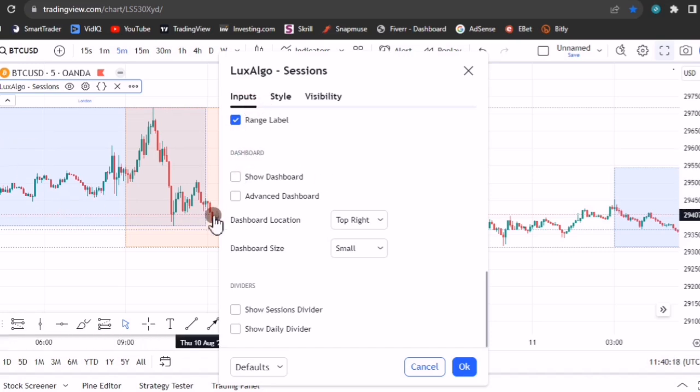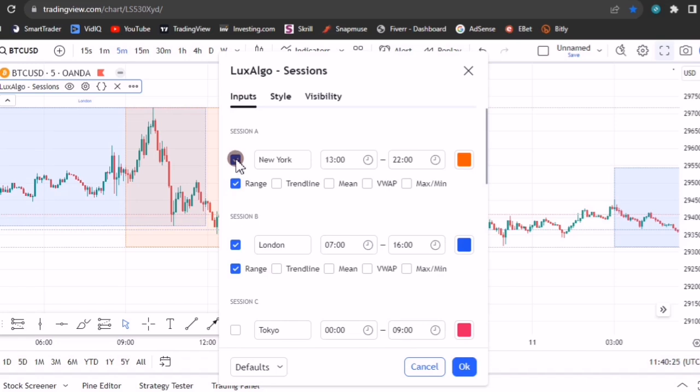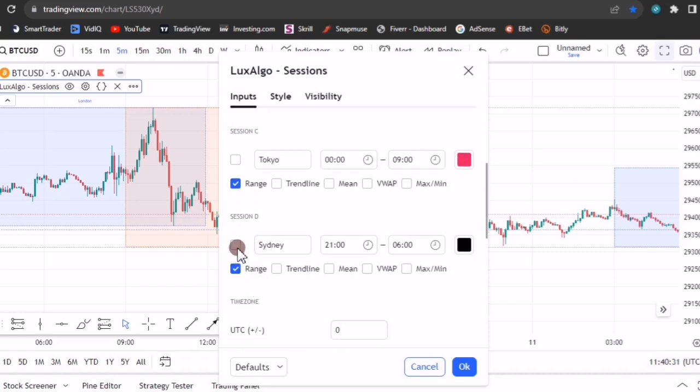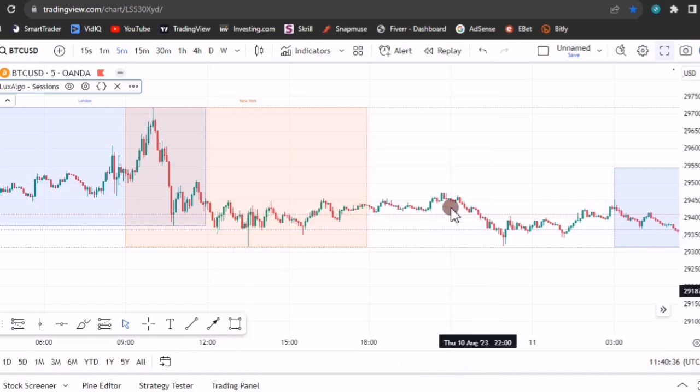So right here on the inputs, you have the last 4 boxes unchecked. And then you click New York, London, and Tokyo is unchecked, Sydney is unchecked. You press OK. That's it. You have your indicator like that.